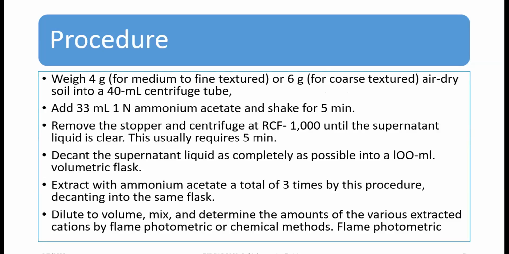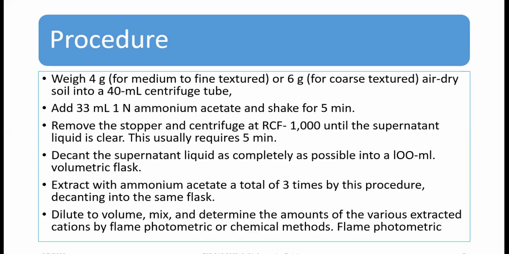For the procedure, as with the previous one, you take 4 grams for medium and fine texture soils, clay soils or sandy clay loams, or 6 grams for quartz air dry soil, into a 40 ml centrifuge tube. Then you add 33 ml of ammonium acetate and shake for 5 minutes. Remove the stopper and centrifuge at 1000 RPM until the supernatant liquid is clear.